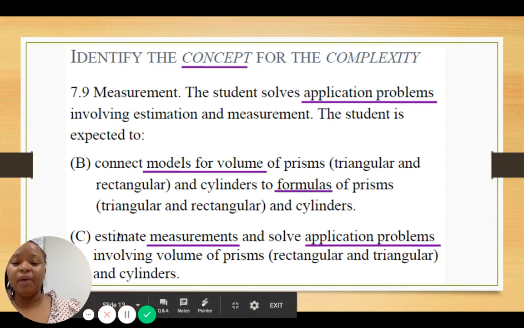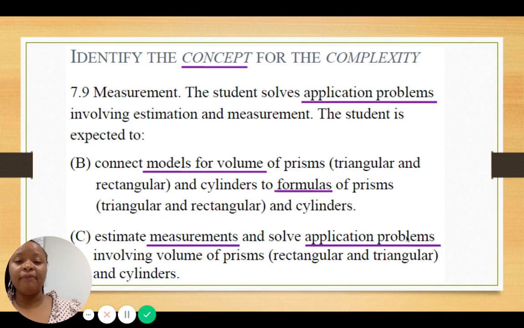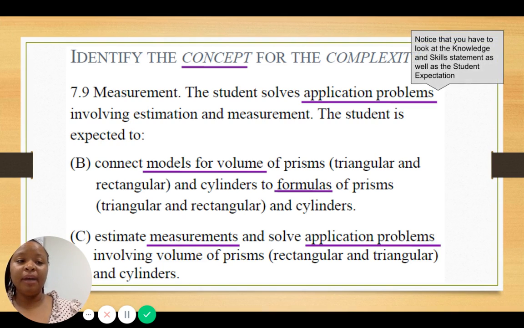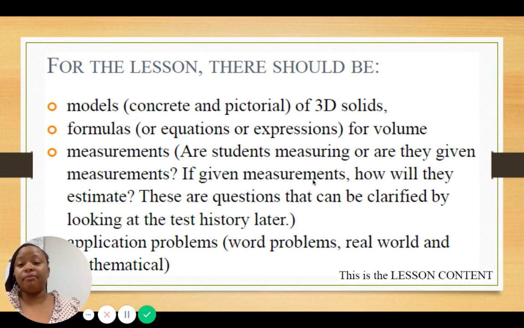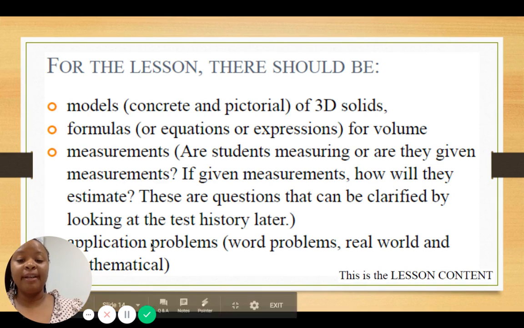So in this case, I have 2 different concepts that I'm actually applying to this particular verb. What am I estimating? I'm estimating measurements. What am I solving? I'm once again solving application problems. So after you figure out what your verbs are and you've defined them, you identify the concepts. Now, I can develop a lesson here, or at least the framework of a lesson, because then I'm focusing on models. How do I know? Because it said that in the TEKS. I'm focusing on formulas, I'm focusing on measurements, and I'm focusing on application problems.